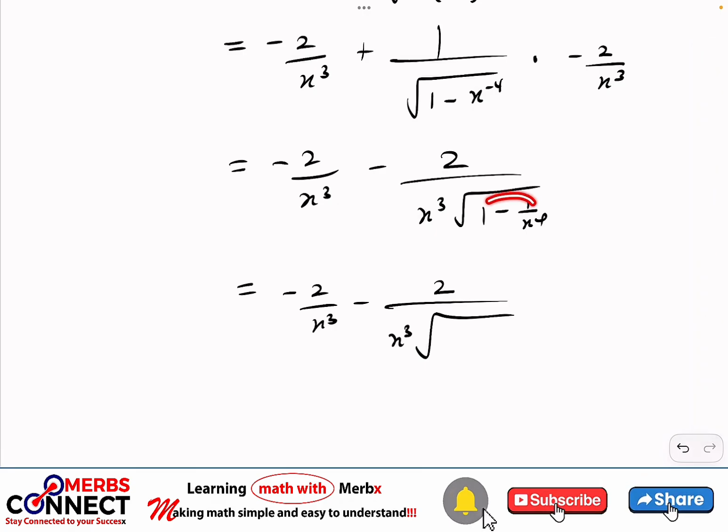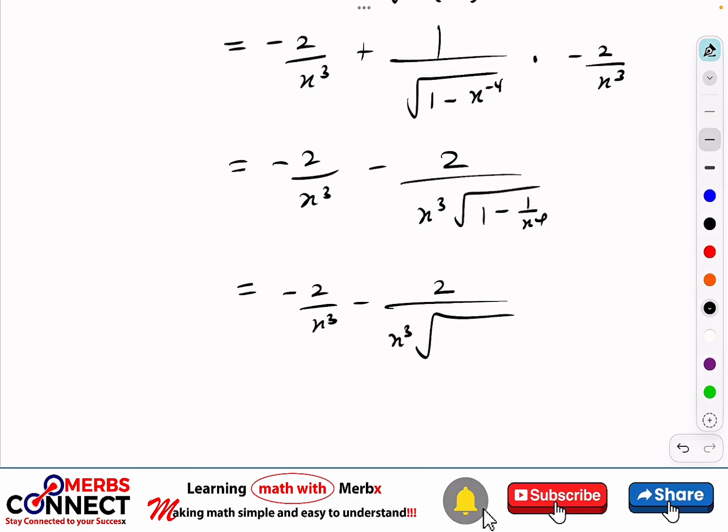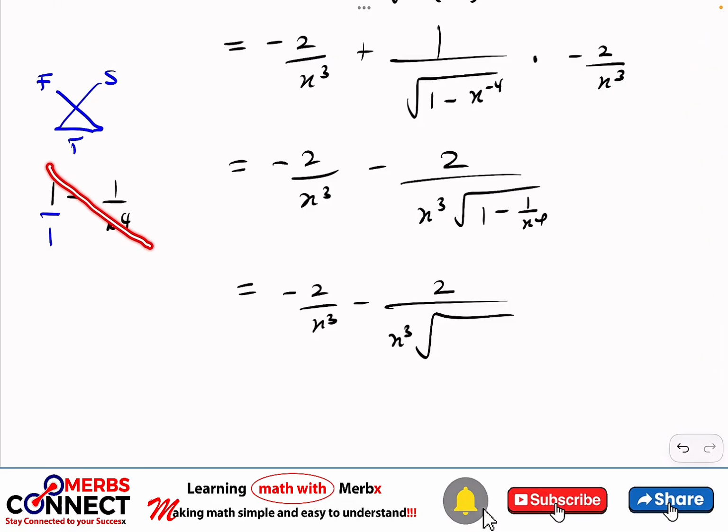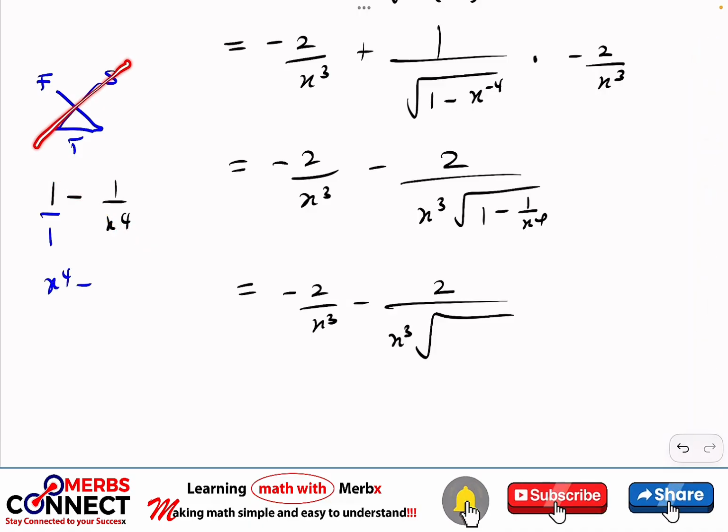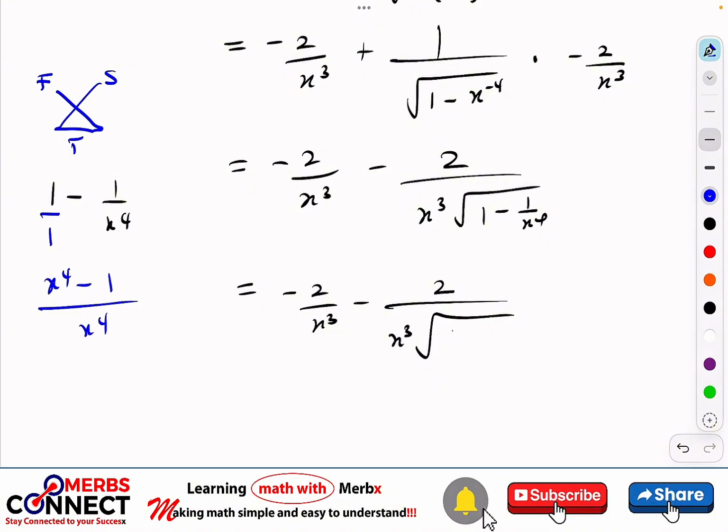I can simplify this. Now remember how I do my fractions. This minus 1 over x to the power 4 is automatically divided by 1. So use my hint here: we go this, this, and this, first, second, and third, to do fractions. So we go this way first: 1 times x to the power 4 will be this, minus, then we go this: 1 times 1 will be 1, divided by, we go this, which is third, and then we have x to the power 4. So I can write this one as x to the power 4 minus 1, divided by this.